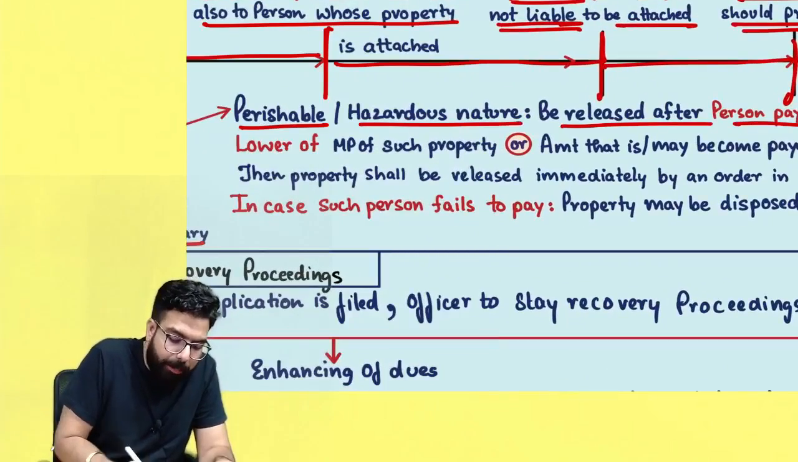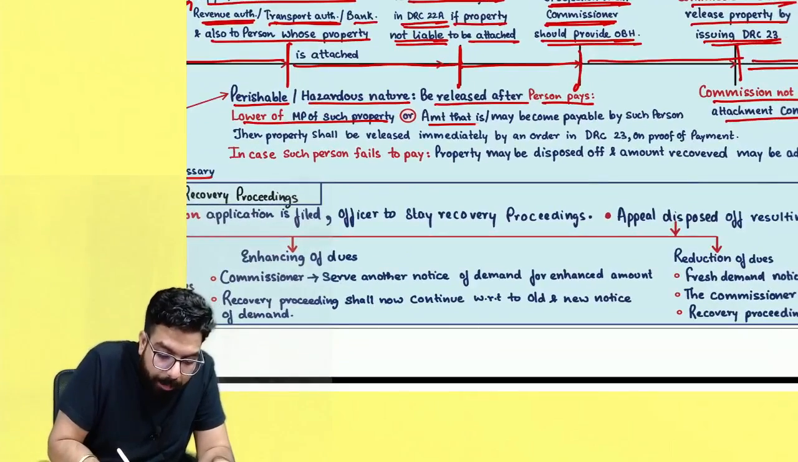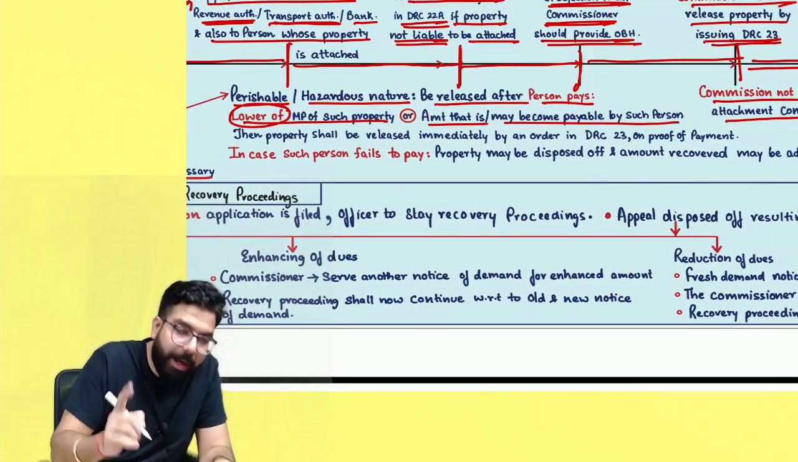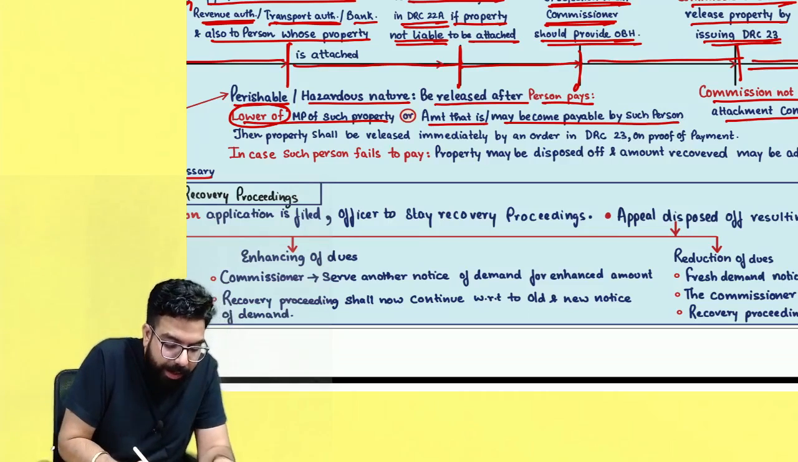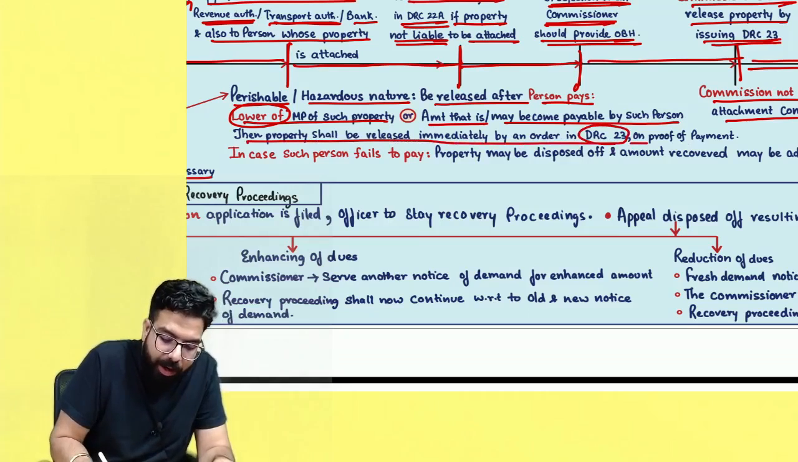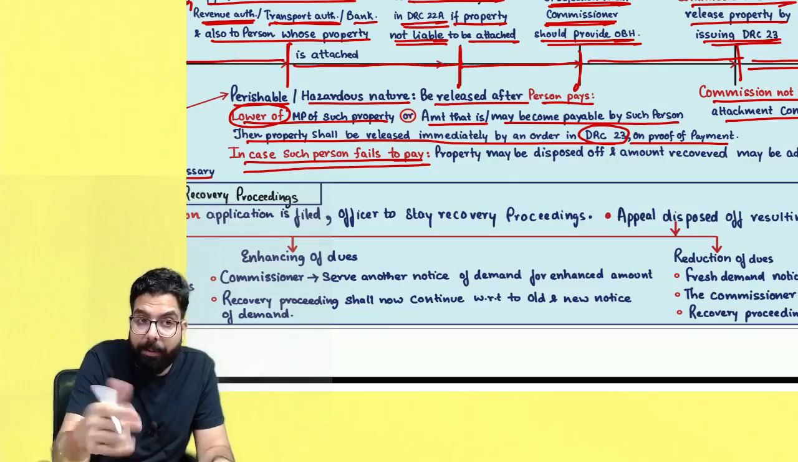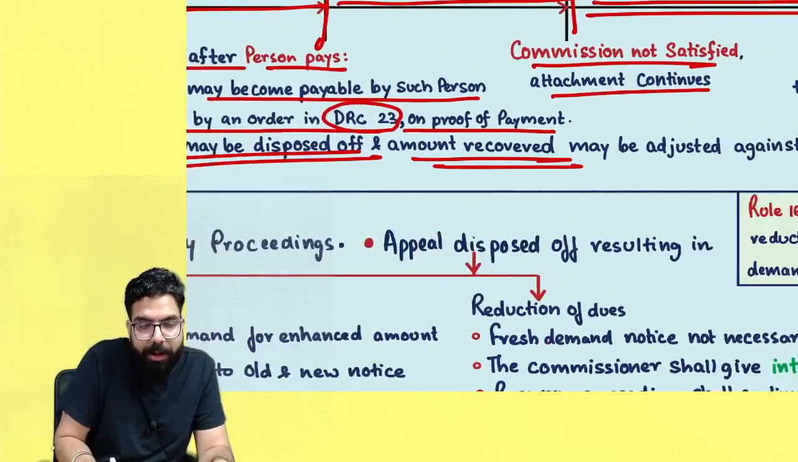They will be released if the person goes ahead and pays the lower of the market price of such goods or the amount that is or may become due by such person. If you pay the lower of the market price or the amount that will become due from you, whichever is lower, then the property shall be released immediately by an order in GST DRC 23 on proof of payment. If you fail to make the payment and the property is perishable or hazardous goods, then the property will be disposed of and the amount will be recovered.